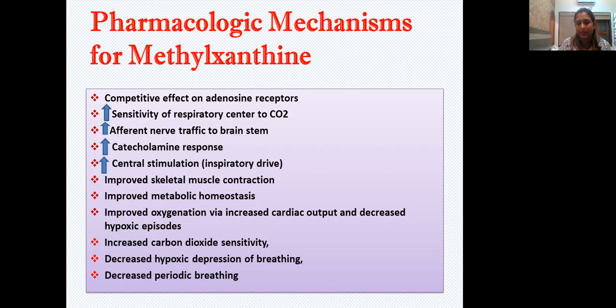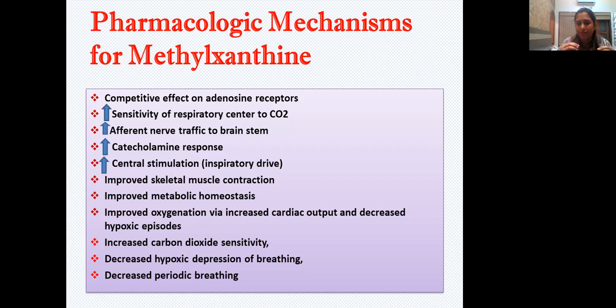Now coming to methylxanthines. Methylxanthines have various mechanisms by which it's a wonder drug in apnea, and that is used very widely now. It has multiple mechanisms by which it is countering the problem of apnea. So the mechanisms are, first of all, it has a competitive effect on adenosine receptors. This is the primary pharmacological mechanism by which methylxanthine acts on apnea.